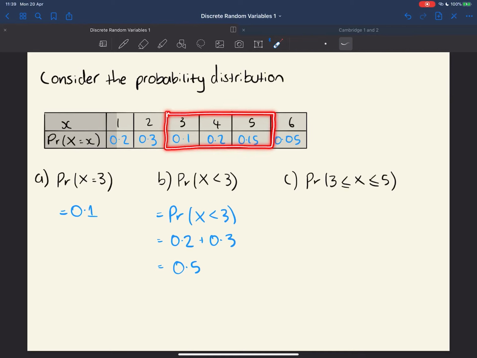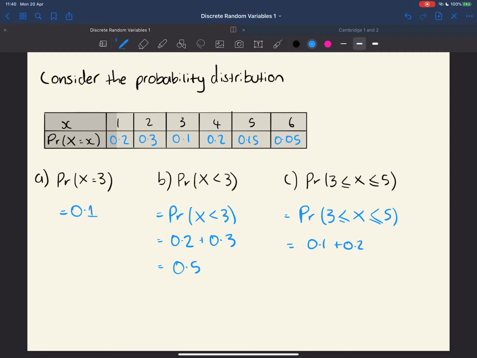So that would be the probability of our variable being greater than or equal to 3 and less than or equal to 5. And that would be equal to 0.1 plus 0.2 plus 0.15, which would be 0.45.